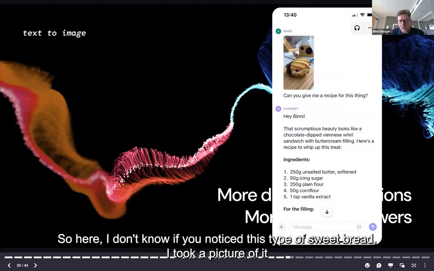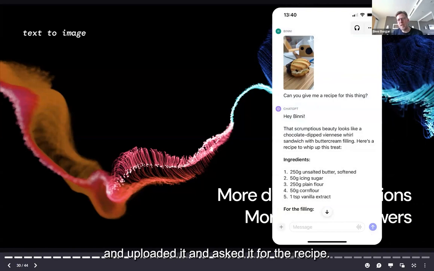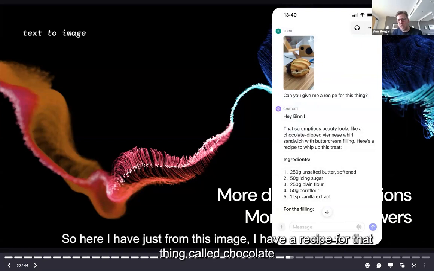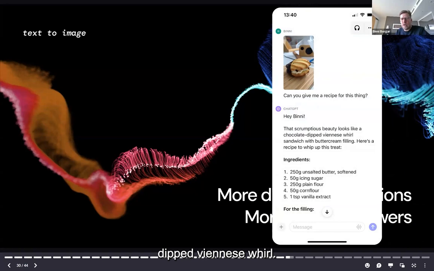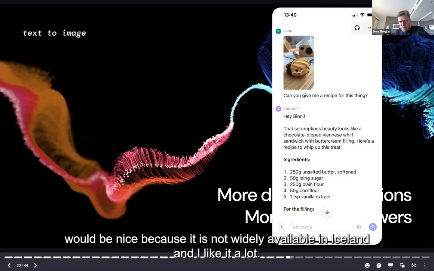So here, I don't know if you noticed this type of sweet bread. I took a picture of it and uploaded it and asked it for the recipe. So here I have, just from this image, a recipe for that thing called chocolate dipped Viennese whirl. Maybe I will find it here in Berlin. That would be nice, because it is not widely available in Iceland, and I like it a lot.